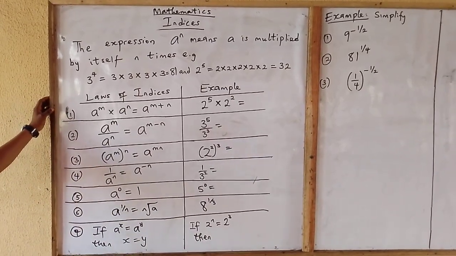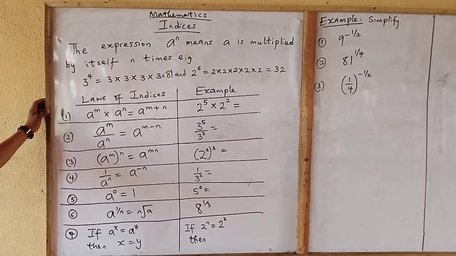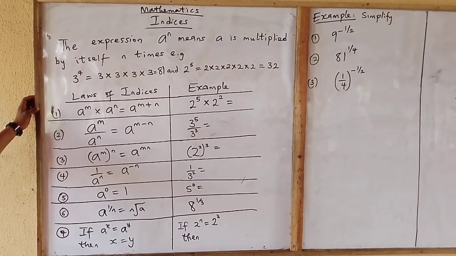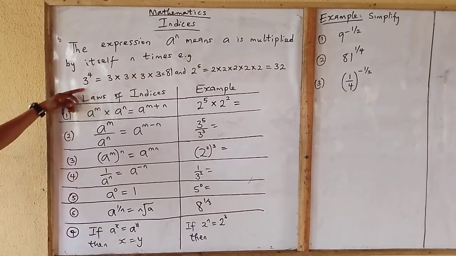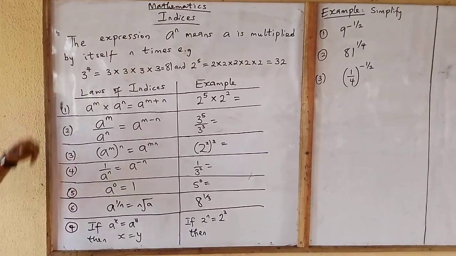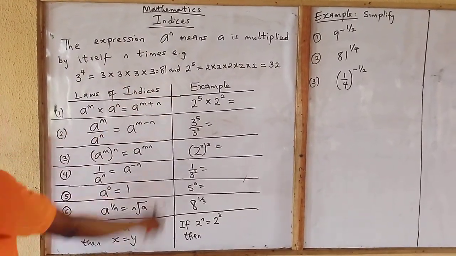Today we want to consider indices as a topic. The expression a raised to the power n means a is multiplied by itself n times. For instance, when we have 3 raised to the power 4, we are going to multiply 3 in 4 places. That's why we have 3 times 3 times 3 times 3, which gives us 81.